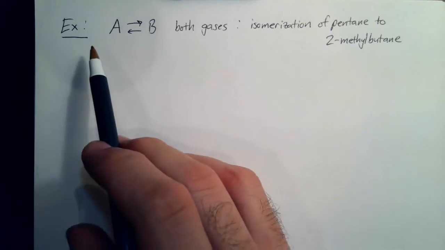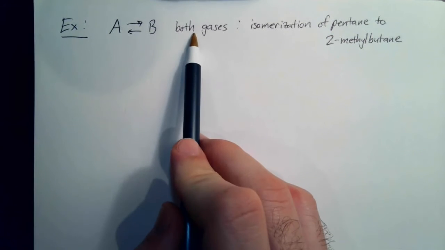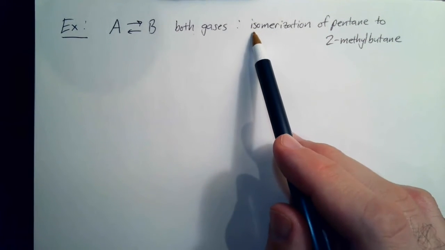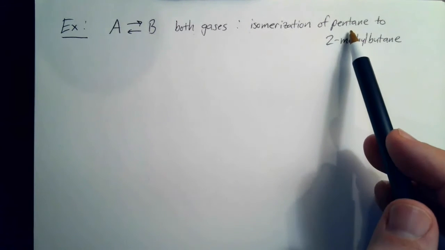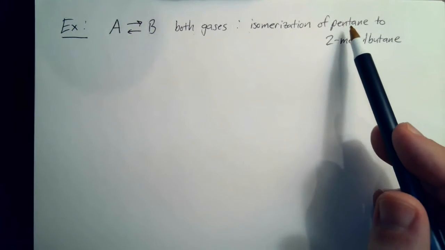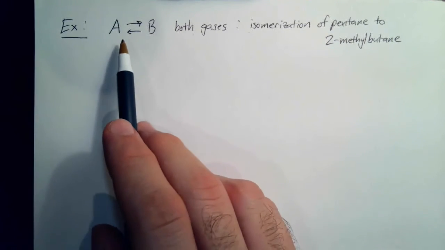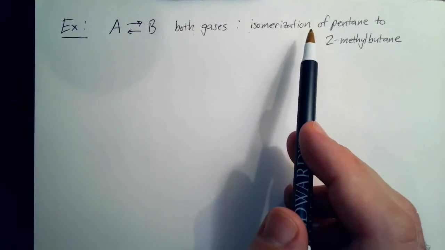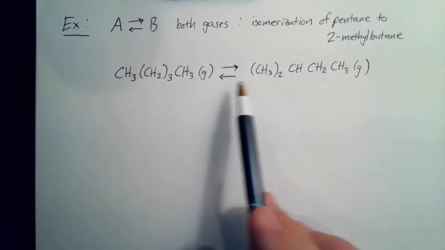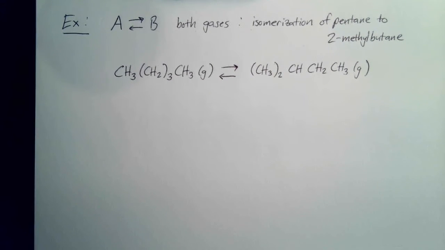All right, so let's do an example where we have just these two species in equilibrium with each other, and they're both gases. One example that you'll find in your textbook is the isomerization of pentane to 2-methylbutane. These two are isomers of each other. So I'm going to write out the equation for this process here. Okay, and so pentane and 2-methylbutane, if you count up the C's and H's, you'll see that these are isomers.